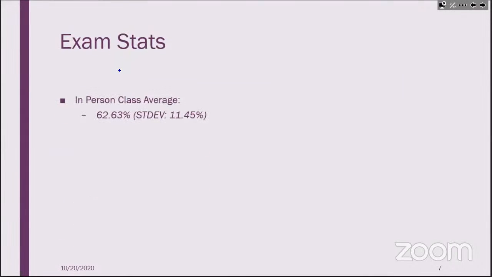All right, the in-person class. You guys got a 62.63 average with a standard deviation of 11.45%. The TOS class, 58.44% with a standard deviation of 14.8. Historically, this exam is typically high 60s to low 70s as an average. So we're a bit lower. I'm not really pleased by this.